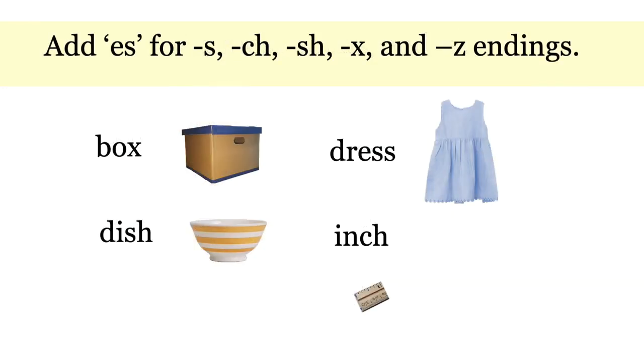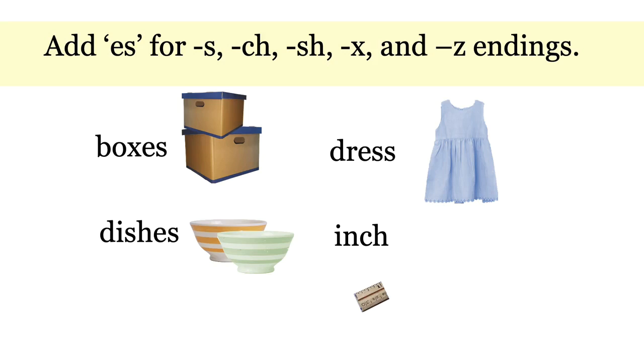Add ES for S, CH, SH, X, and Z endings. That means if the noun ends with a sound like s, sh, ch, z, we need to add ES. Box ends with X, so we add ES and we get boxes. Dish ends with a sh sound. To make the plural, we add ES and we get dishes.